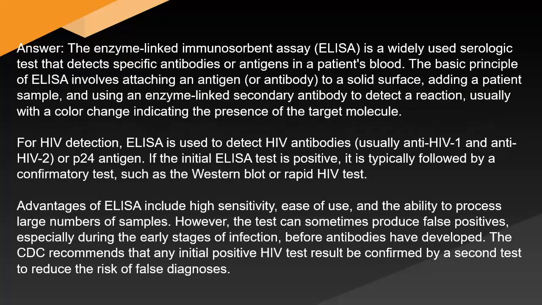Answer: the enzyme-linked immunosorbent assay, ELISA, is a widely used serologic test that detects specific antibodies or antigens in a patient's blood. The basic principle of ELISA involves attaching an antigen or antibody to a solid surface, adding a patient sample, and using an enzyme-linked secondary antibody to detect a reaction, usually with a color change indicating the presence of the target molecule. For HIV detection, the ELISA is used to detect HIV antibodies, usually anti-HIV-1 and anti-HIV-2 or P24 antigen.